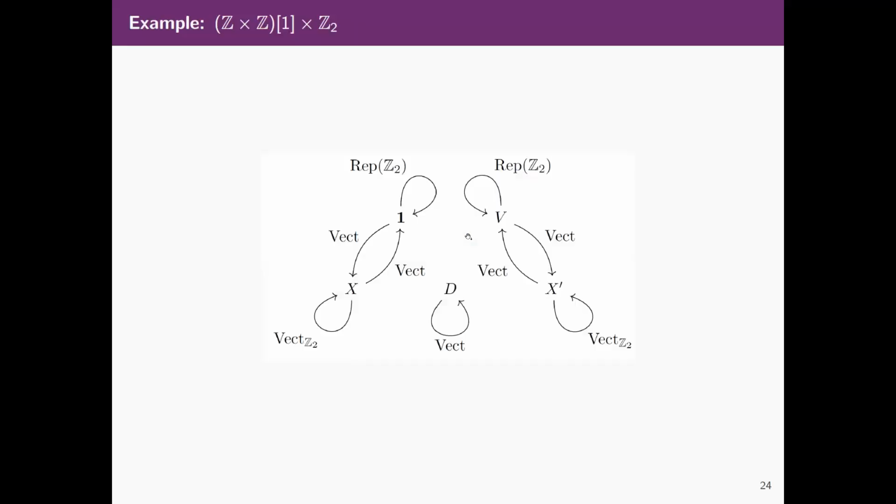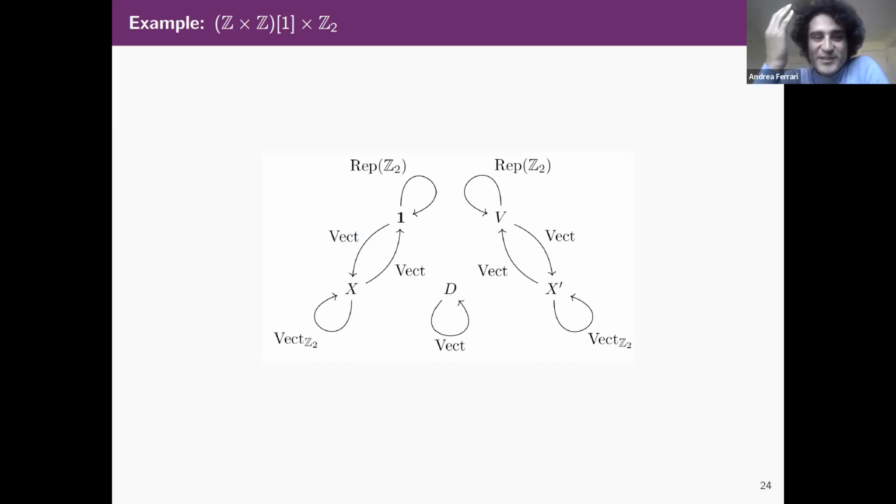Can I ask a question? Yes. What is the difference between Rep Z2 and Vect Z2 in this diagram? Yeah, right. So Rep is the category of representations of Z2, and Vect Z2. But how do you know which one was which?